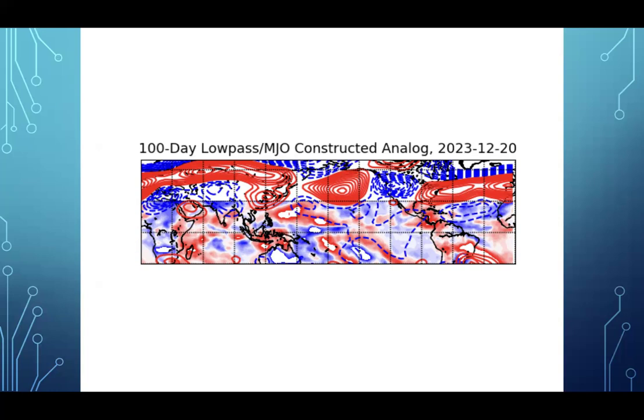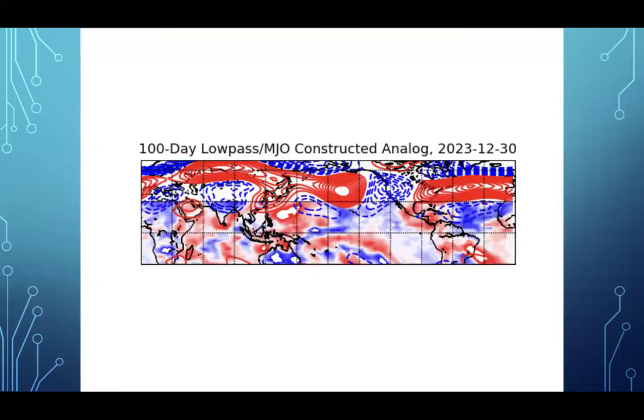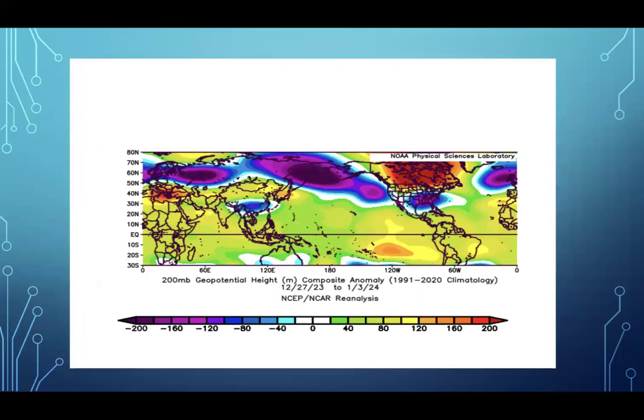The 20th of December, this last winter, favoring a Western Canadian ridge and an Eastern US ridge. And this is what actually happened. The 30th, now we're getting into a block in what actually verified.